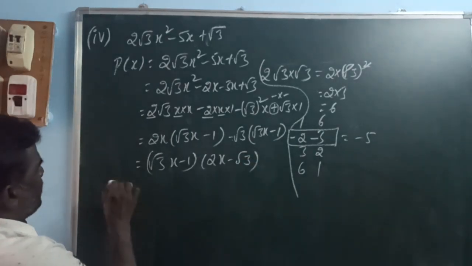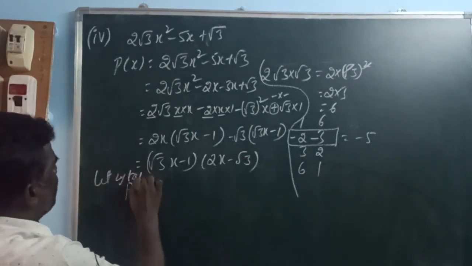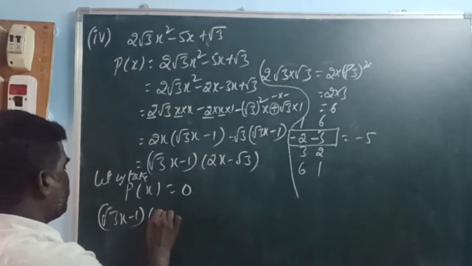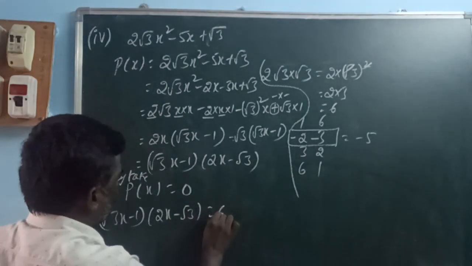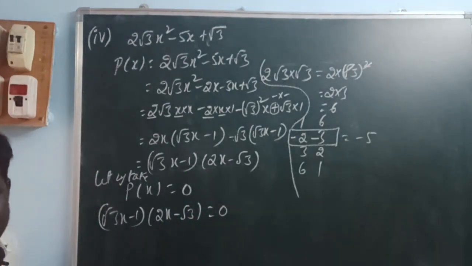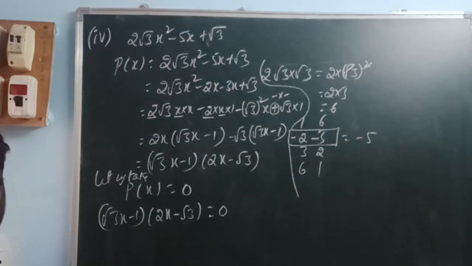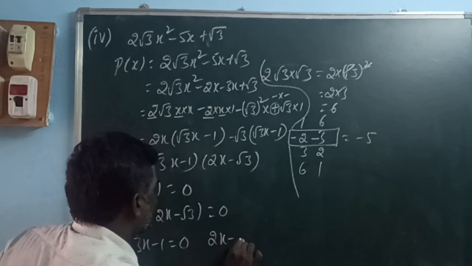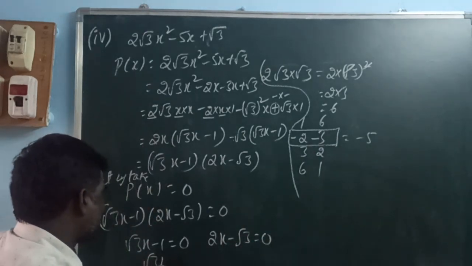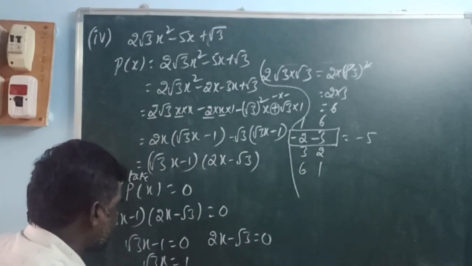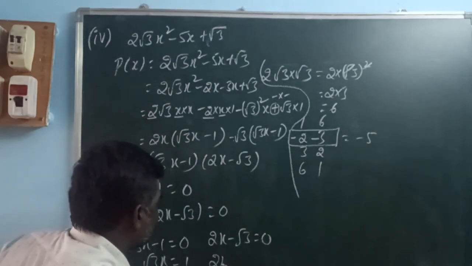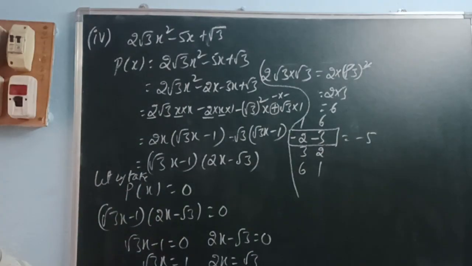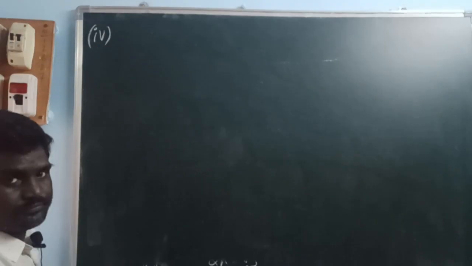So here let us take p of x is equal to 0. Root 3x minus 1 into 2x minus root 3 is equal to 0. Here the product of two polynomials is 0. Either the first one is 0 or the second one is 0 or both are zeros. So root 3x minus 1 is equal to 0, 2x minus root 3 is equal to 0. So root 3x minus 1 is going to the other side as plus, so x is equal to 1 by root 3. Next, 2x is equal to root 3, x is equal to root 3 by 2. Okay, these two are zeros of the given quadratic polynomial.